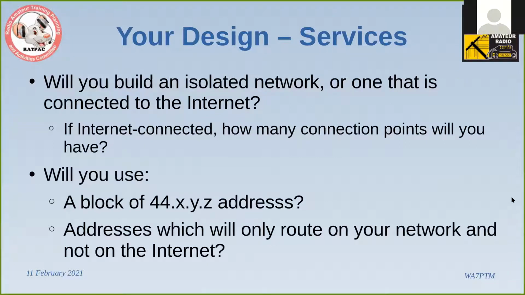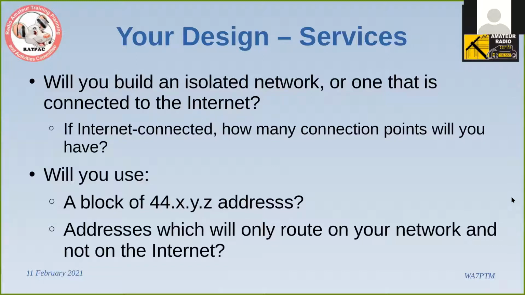And one of the questions you need to ask is, are you going to connect this network to the internet? That adds more complexity, and you could make it run without the internet in place. Yep. So you don't have to have it that way. And then if you do connect to the internet, will you have just one connection? Oh gosh, there's a single point of failure again. Or will you use the ham block of IP addresses that start with number 44?